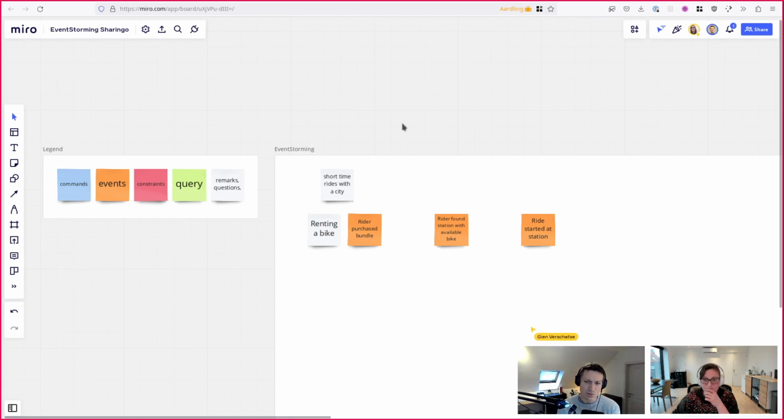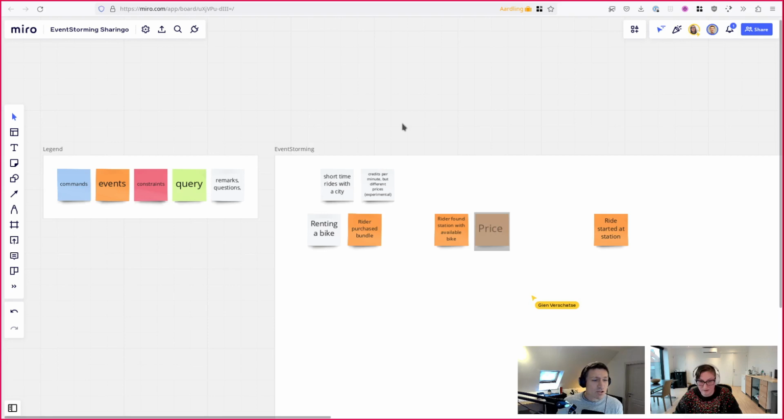The thing is, lots of things happen in between the rider found the station and the ride started. At least a couple of things. We charge per minute. We don't charge for distance, we only charge in credits per minute. But depending on when and where you start, we're going to have different prices. Actually, that's something that our sales and marketing departments are playing with, and they want to experiment with different kinds of prices at different moments and times. Okay. But that means that when they found the station, we have to determine what the price is going to be, and the rider also needs to accept that price per minute before they can actually start the ride.